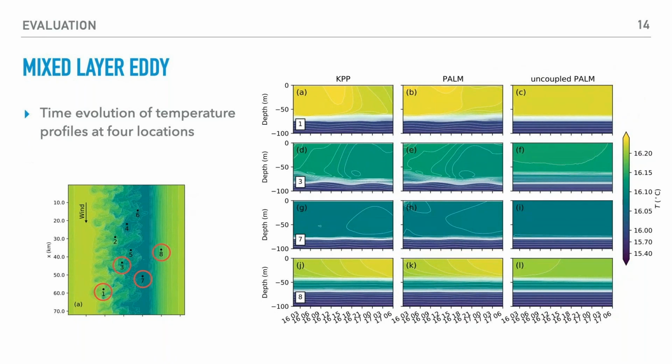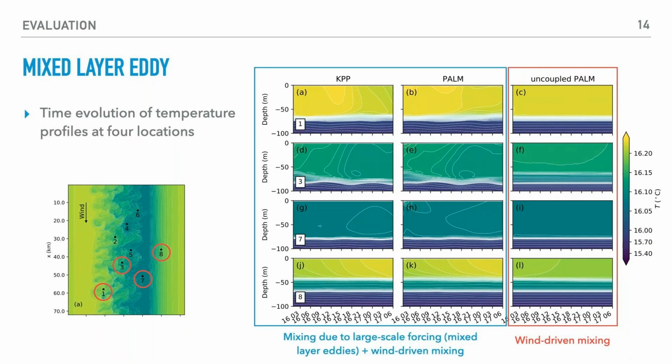If you first look at the uncoupled PALM simulation, this is basically just a large eddy simulation forced by constant wind stress. So there are no interesting features here. This is expected because this is a very simple case.